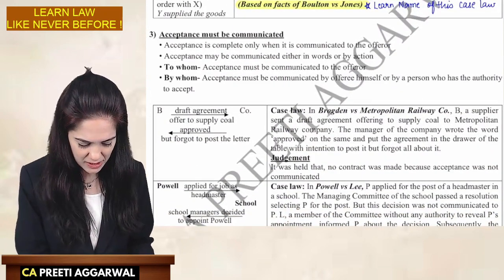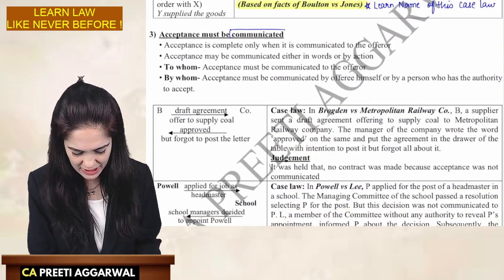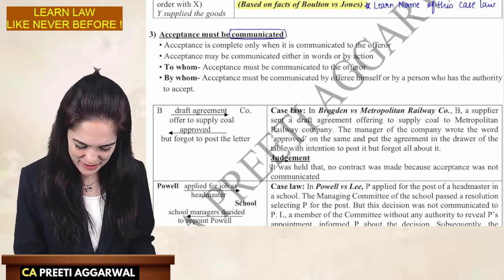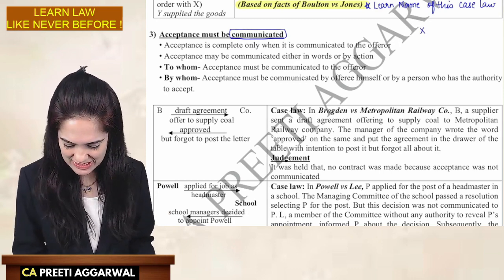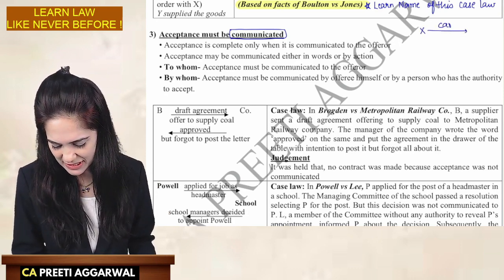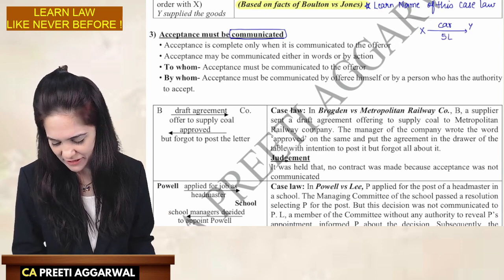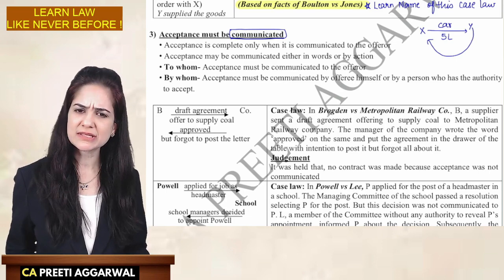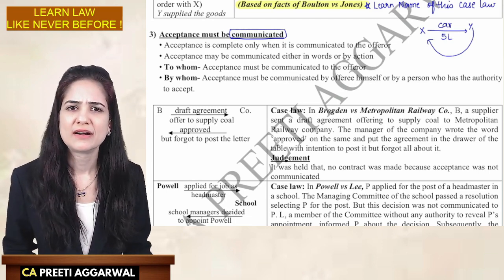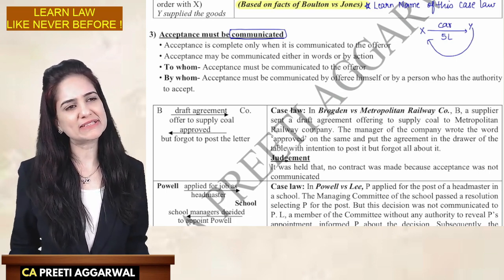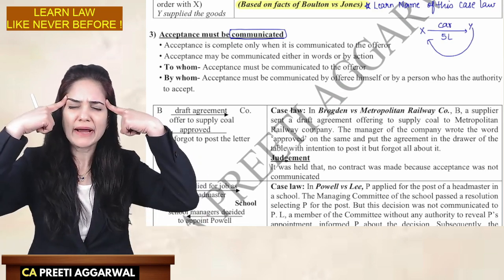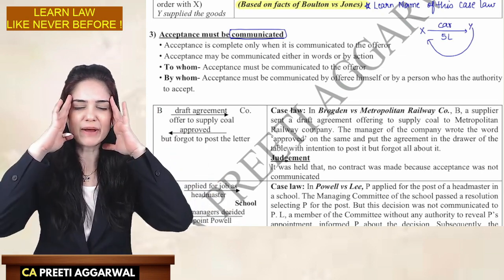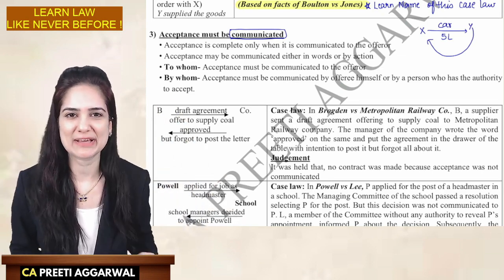Acceptance must be communicated. Yes, acceptance must be communicated. Now, let's say, for example, this is a very funny one. X offered to sell his car to Y for rupees 5 lakhs. After 1 week, Y is complaining, Arey X, you did not supply the car. X is like, but why you never sent me the acceptance? Oh, in my mind, I was sending you the waves. Didn't you receive them? See, I was sending mental messages. Didn't you receive my acceptance?